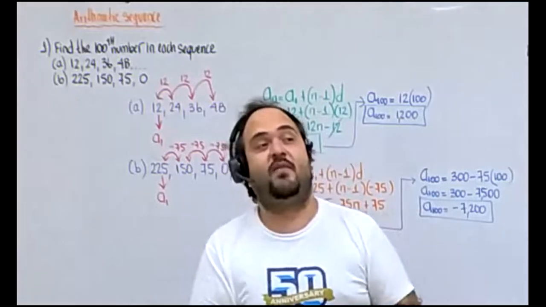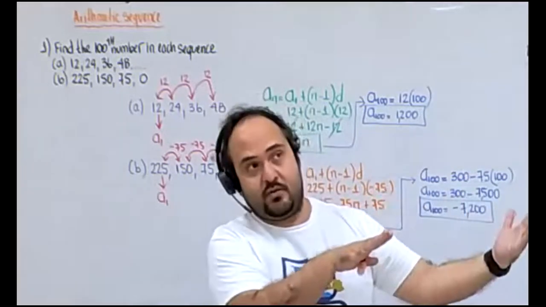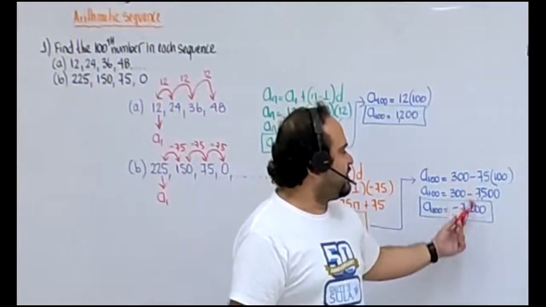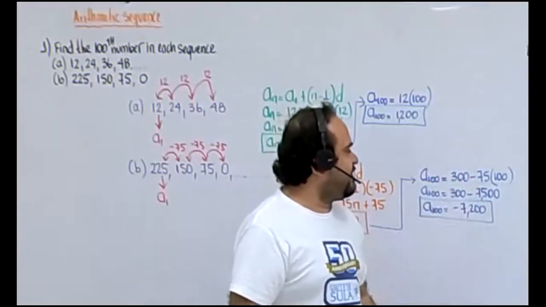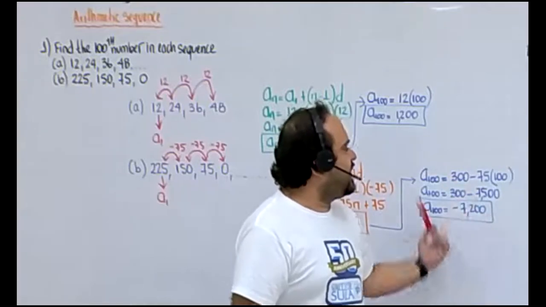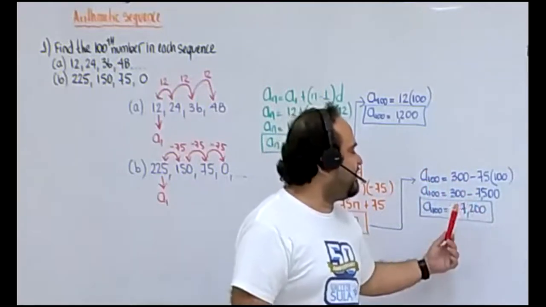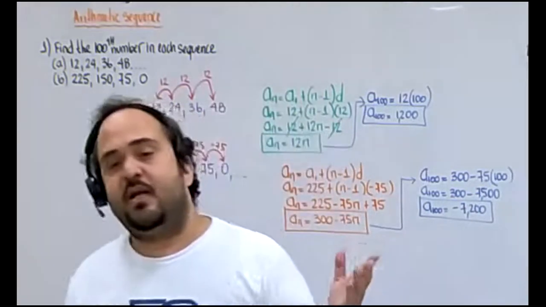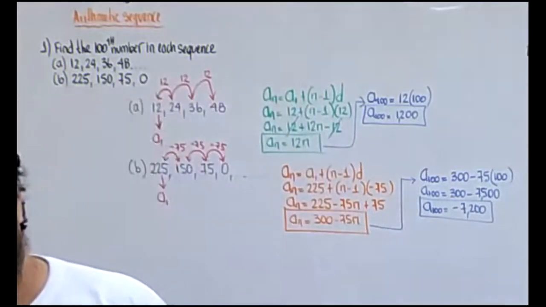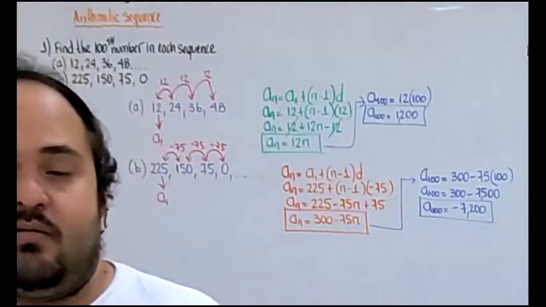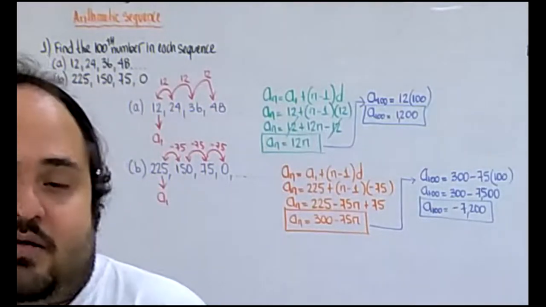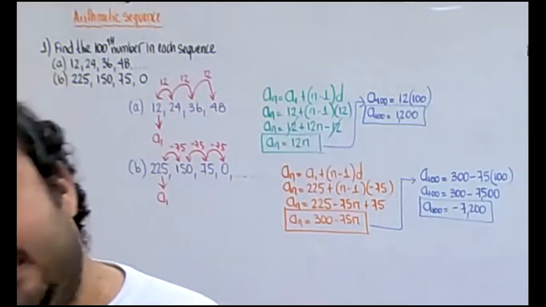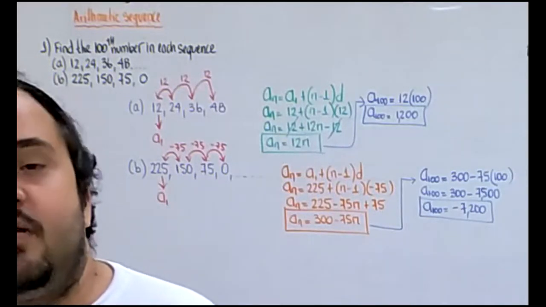Remember the order of operations. The first thing we have to do is the product, and this parenthesis means we have a product. For that reason, we multiply negative 75 times 100, and that will be negative 7,500. And because at the beginning we have positive 300, negative 7,500 plus 300 will be negative 7,200, and that's it. That's all we have to do in this problem.